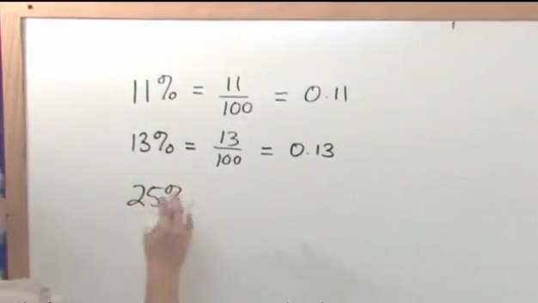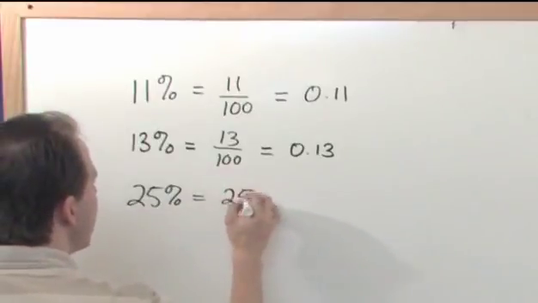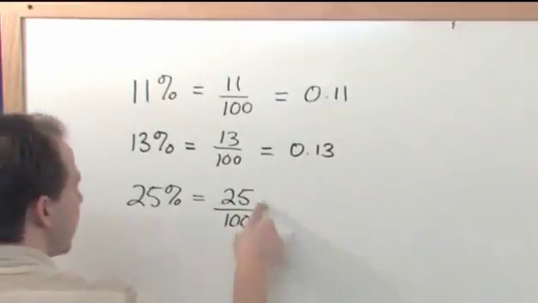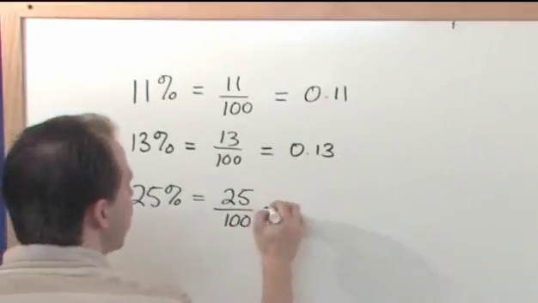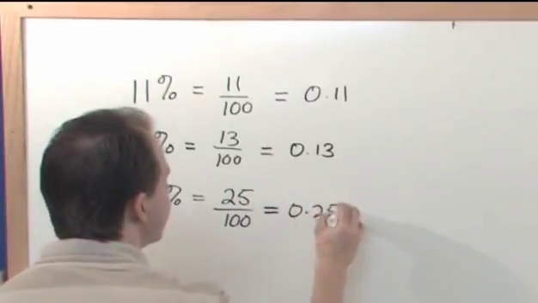25%, like 25% off sale, come in and buy our stuff. That means I'm taking 25 cents off of every 100 cents. Okay? 25 over 100, that fraction here. And it also is the same thing as moving this decimal point 2 places to the left.